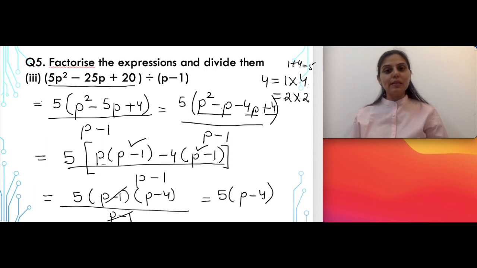You have to revise exercise 14.2, in which we have done all the questions for factorization to understand the method of factorization, because its application is used in this exercise.